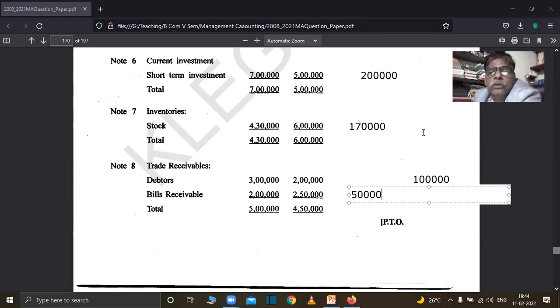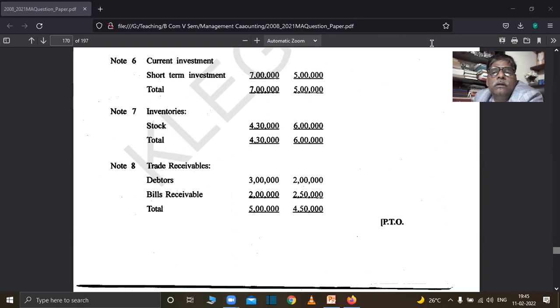Okay. So first column is previous year. This is the second column, current year. This is the third column, increase. Fourth column, decrease. Like this, you make 4 columns and enter the amount. Assets: investment, short term, stock, debtors, bills receivable. Clear?